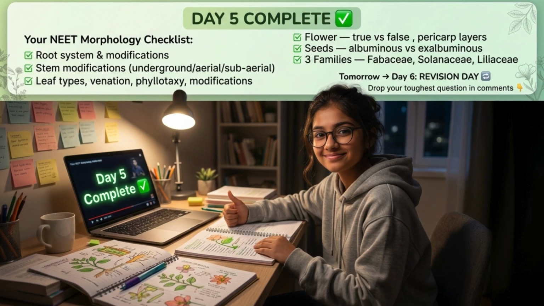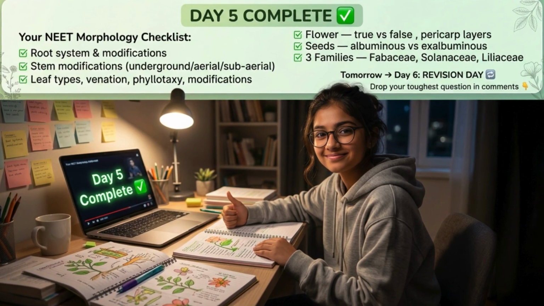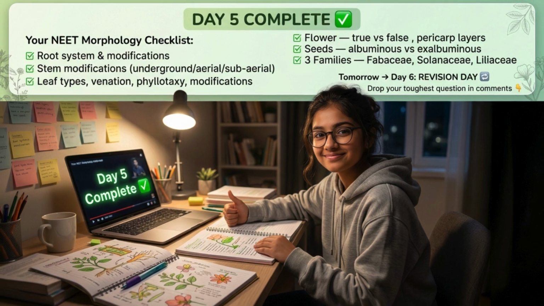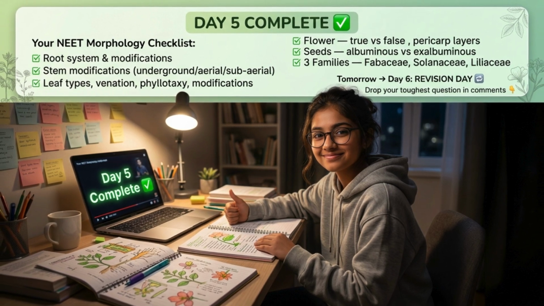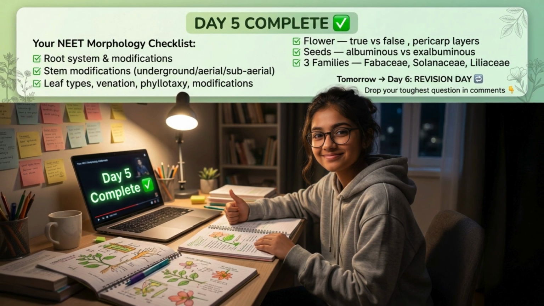And that's day 5, Morphology of Flowering Plants, done and dusted. You've just covered one of the highest yielding chapters in the entire NEET biology syllabus. From root modifications to flower families, this chapter can get you 4 to 5 marks if you know it cold.